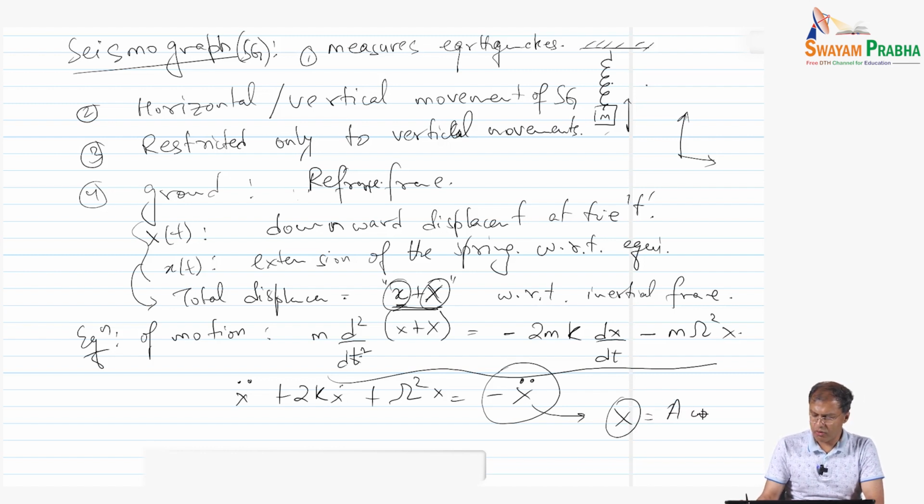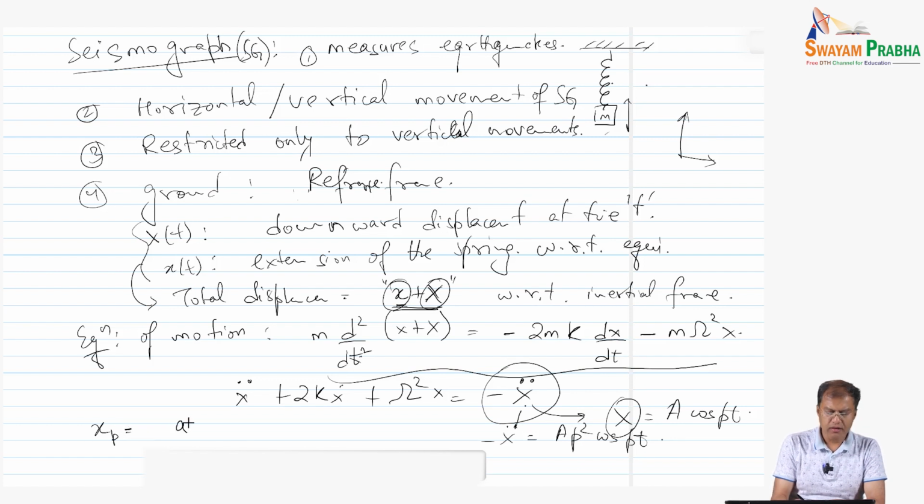Let us say that this is a times cos of pt, a Fourier function, and then again we plug this capital X here. So this capital X double dot with a minus sign comes out to be a p square cos of pt. And again, once we find our particular solution, we see that the amplitude of the particular solution comes out to be capital A, where A is this amplitude of the driven force, divided by the absolute value of minus 1 plus 2 i k by p plus omega by p whole square.